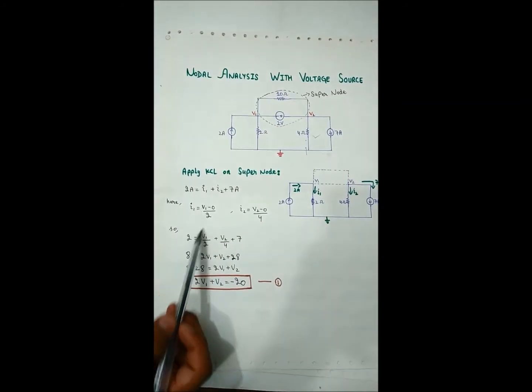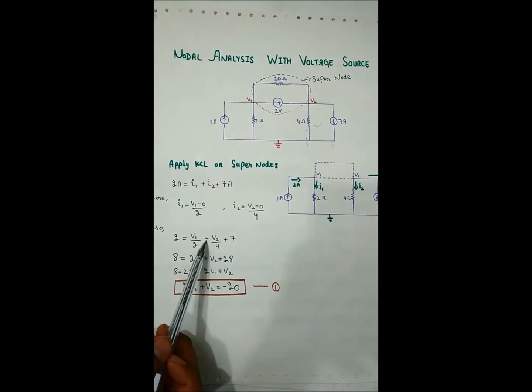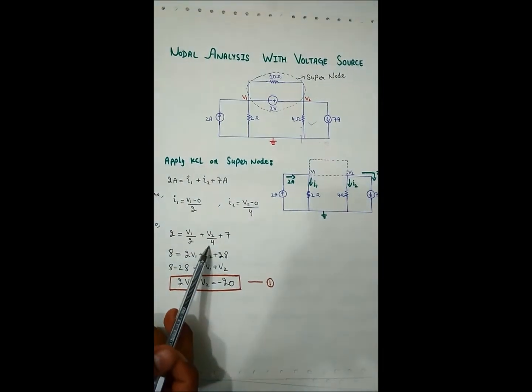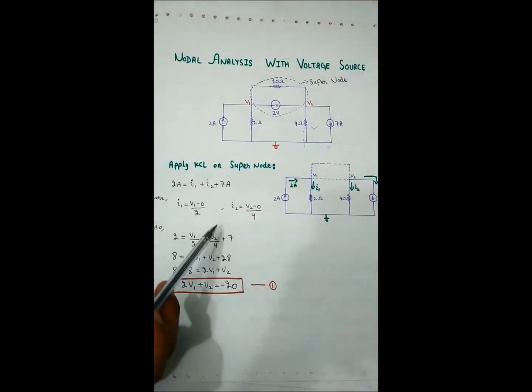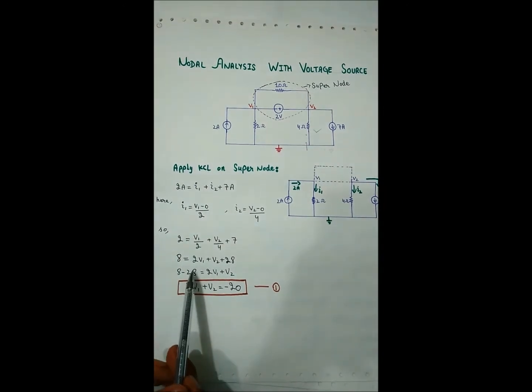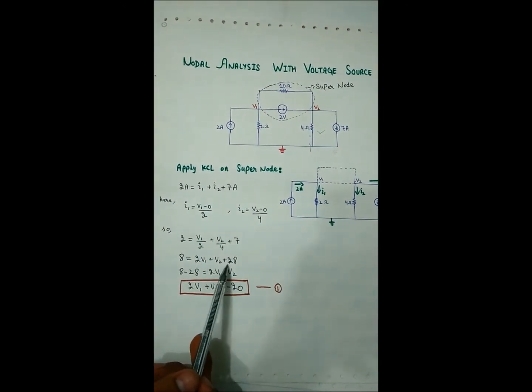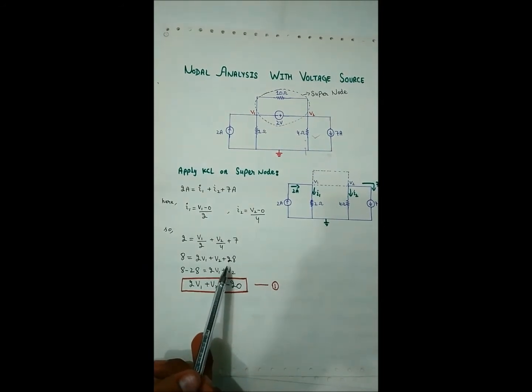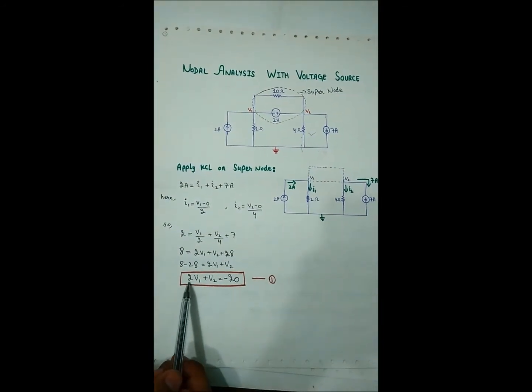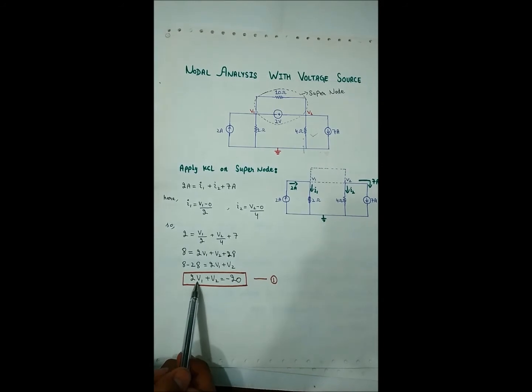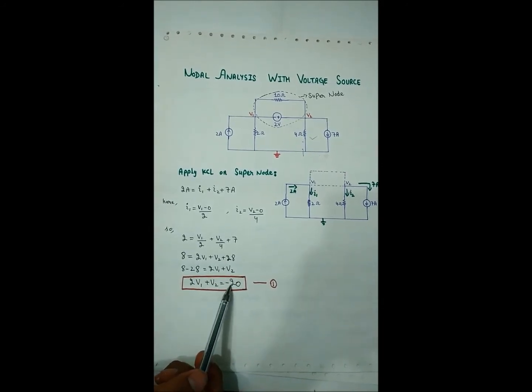By putting the values of I1 and I2 in this equation, we get 2 equals V1 over 2 plus V2 over 4 plus 7. By taking the LCM and solving it a little, we have 8 equals 2V1 plus V2 plus 28. By rearranging and solving, we get the first equation: 2V1 plus V2 equals minus 20.